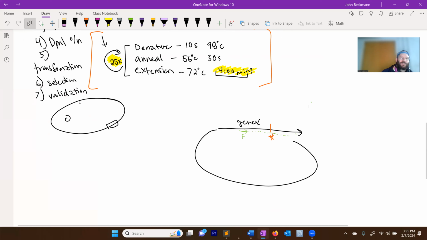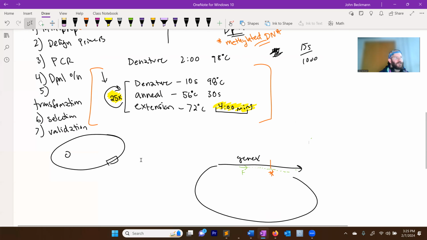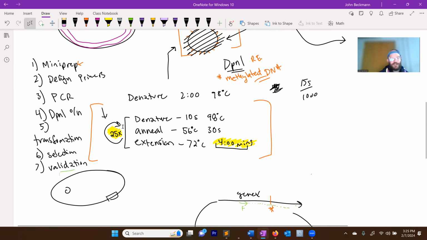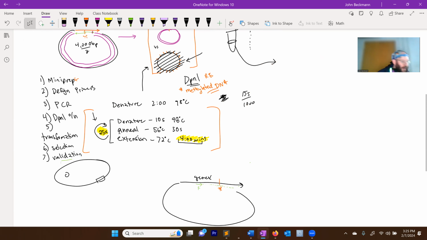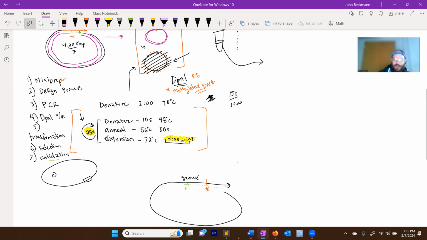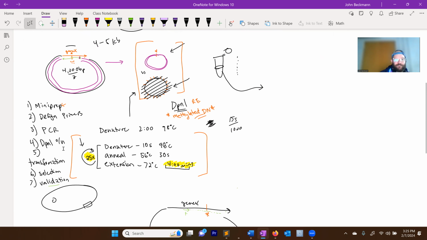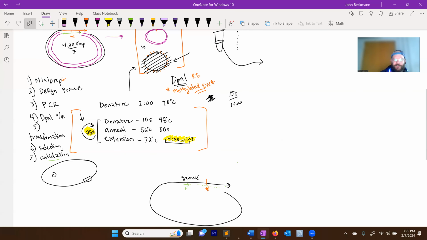Just one important thing to note is you cannot validate this by restriction enzyme digest or agarose gel, because those are just showing you size. They're not showing you sequence, and the size is not going to change. So this can only be validated by a Sanger sequencing reaction, in general. Okay, so that's the general gist, the general idea.